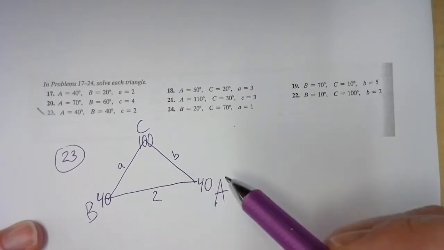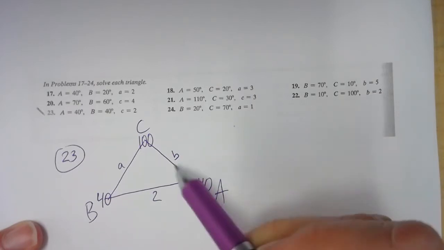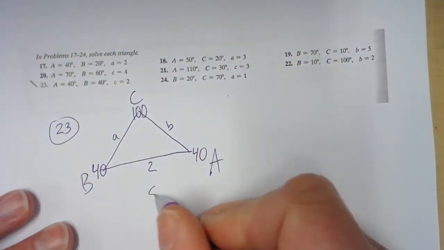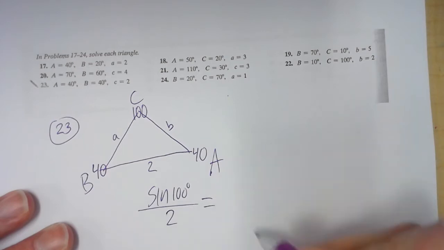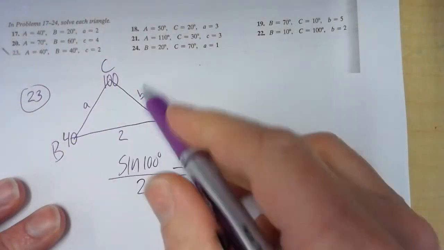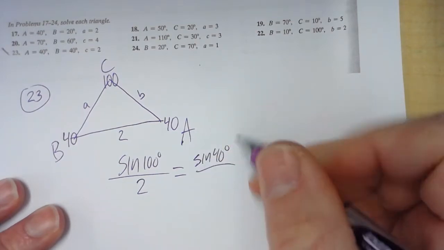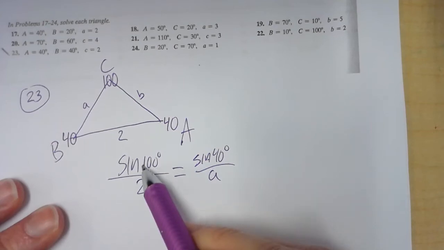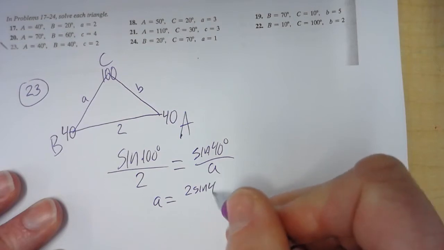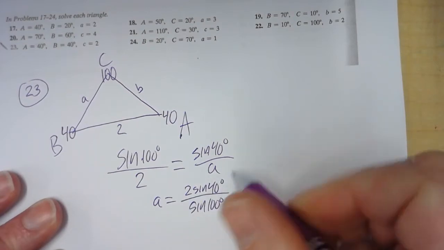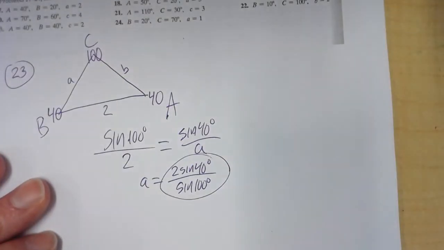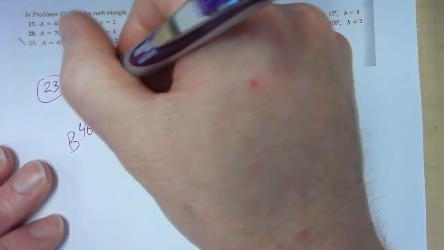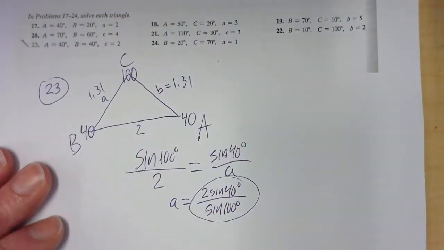Really this is just one problem because this is an isosceles triangle. The two sides, A and B, are both the same because the angles are the same there. So here we go. Sine, you just ratio these. Sine of 100 degrees over 2 is equal to, and it doesn't matter if you do A or B, sine of 40 degrees over A or B. So it's this times this divided by this. So A is equal to 2 sine 40 degrees divided by sine of 100 degrees. Just type that into the calculator and you get 1.31. So A is 1.31 and so is B, 1.31. They're the same because it's isosceles.